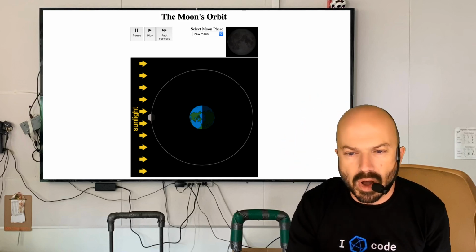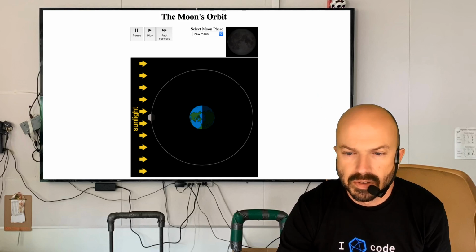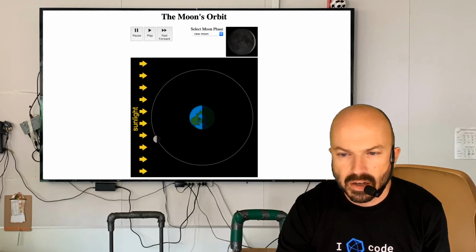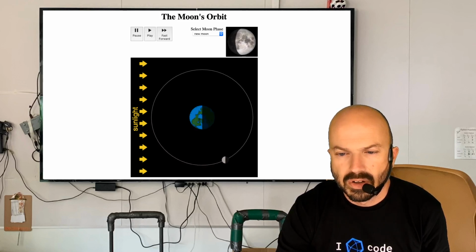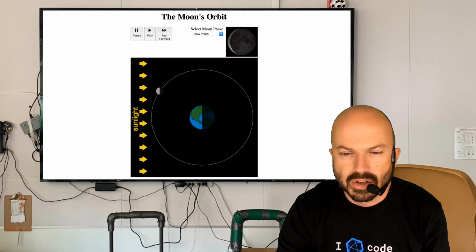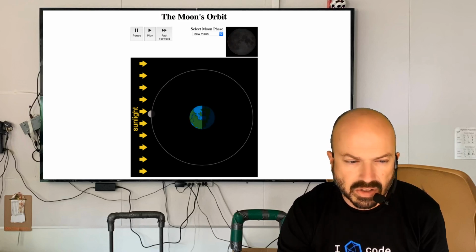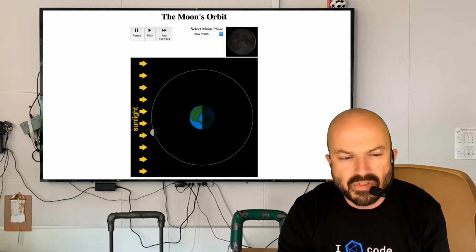So let's go through one orbit of the moon. Okay, so we start with that sliver, and then we're to the half moon. So the moon is waxing, and then it starts to wane. It starts to get smaller until it disappears. What are these different moon phases called?